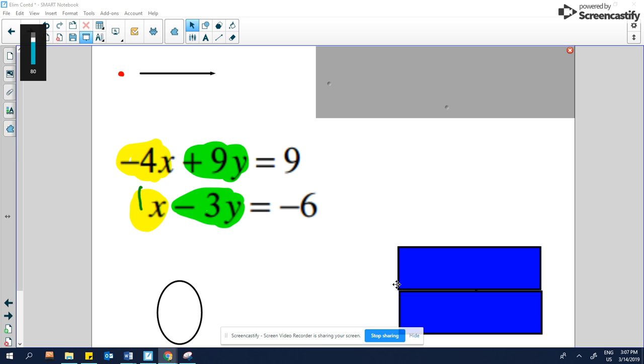Hi guys, this is a video on solving a system of equations. The system is shown on your screen. The first question I want to ask you is which method, substitution, graphing, or elimination would be easiest to solve this problem?